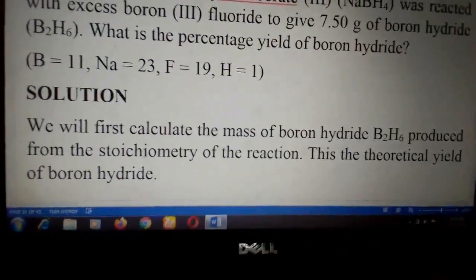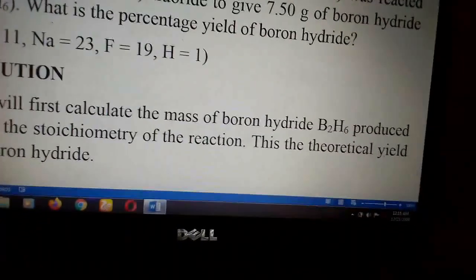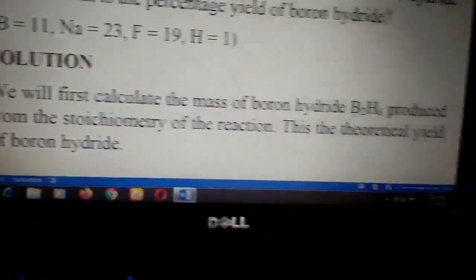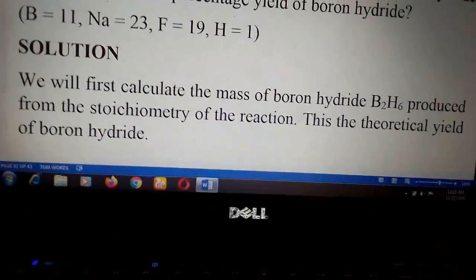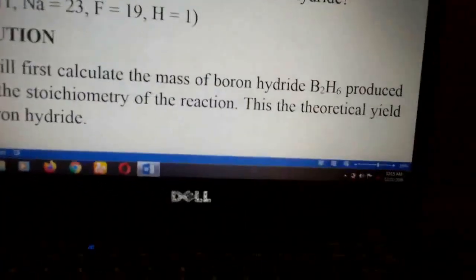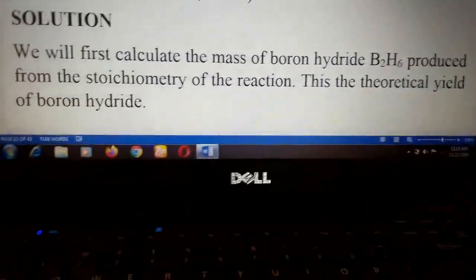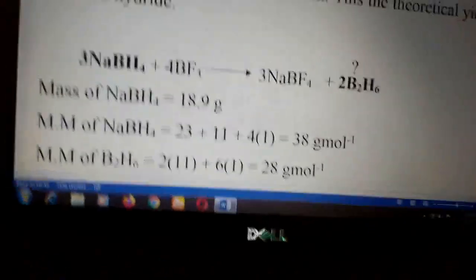Solution. Since we look for the percentage yield of boron hydride, we'll first calculate the mass of boron hydride produced from the stoichiometric reaction. And this mass of boron hydride you're going to calculate is called the theoretical yield. So this is the theoretical yield of boron hydride. So this is the equation.